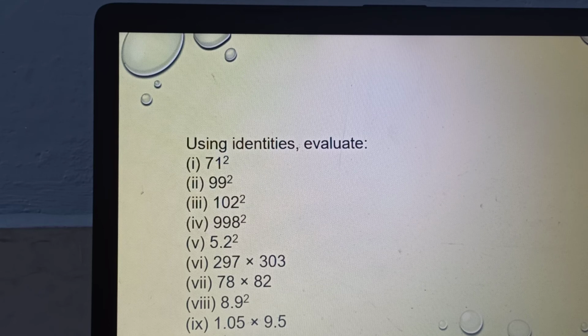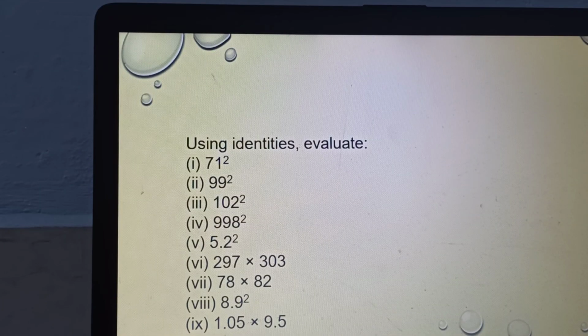For 71², that is (70 + 1)². The (a + b)² identity is very suitable and easy here. You can solve 71 × 71 also, but they have asked using identities, so you can use the identity here. It's also easy using the identity. So 70 plus 1 you can use. Note that 100 minus something could also give 71; different numbers added will give it.